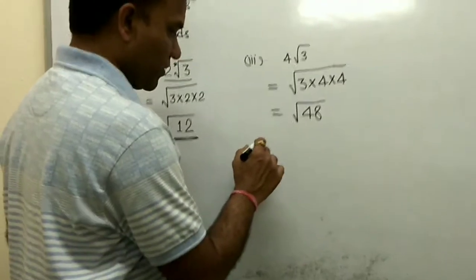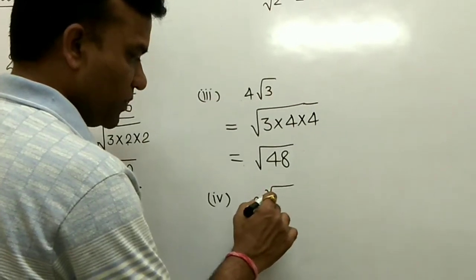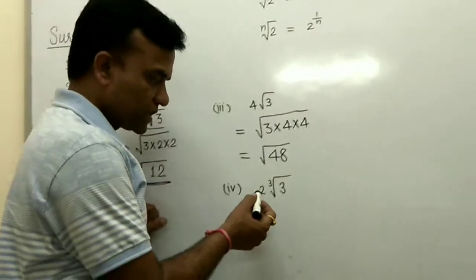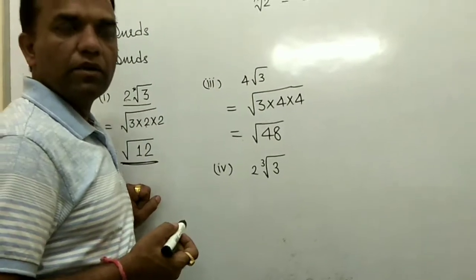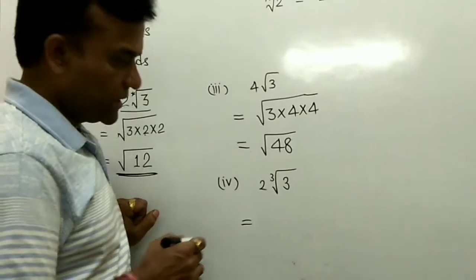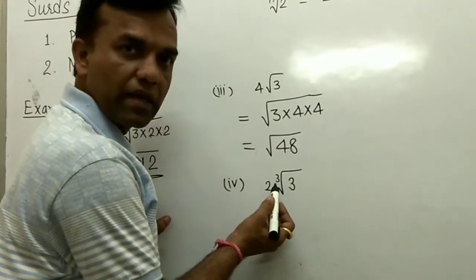And now again we have the fourth example, like 2, but here the cube is given and the inside number is 3. So what do you mean by this? 2 cube root of 3. If you want to convert 2 cube root of 3 into the pure surd, then this 2 is multiplied inside 3 times because its power is 3.